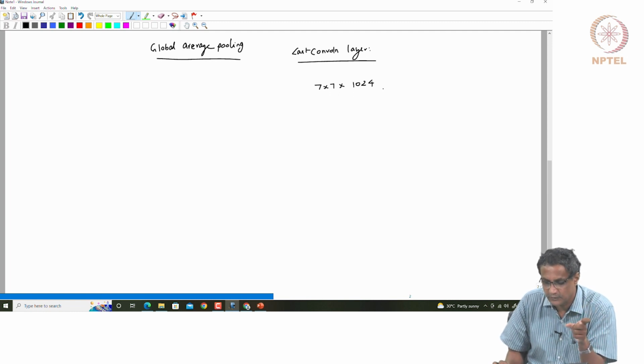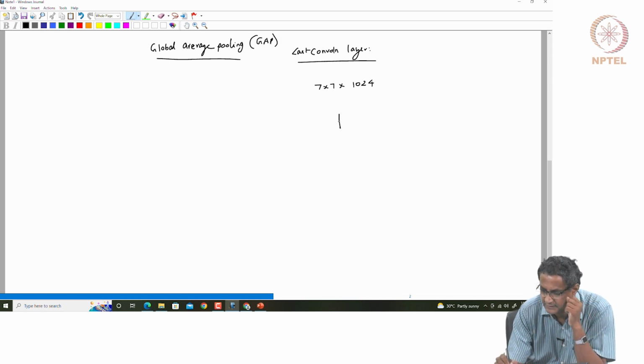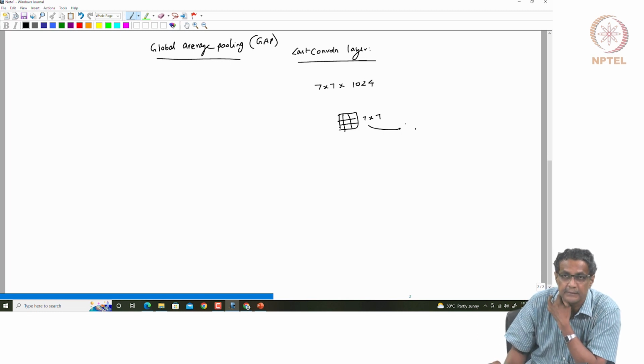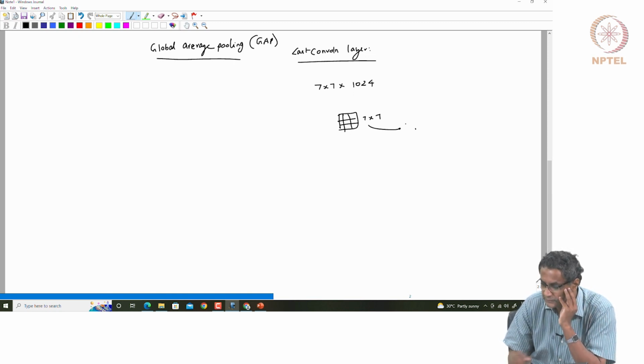So instead of that, they do what is called a GAP. This global average pooling takes the complete average. Here you have a 7 cross 7 filter, and it just boils it down to one value, the complete average of that feature map. So it's called a global average, no longer local average pooling or max pooling that happens locally. They just take the average.